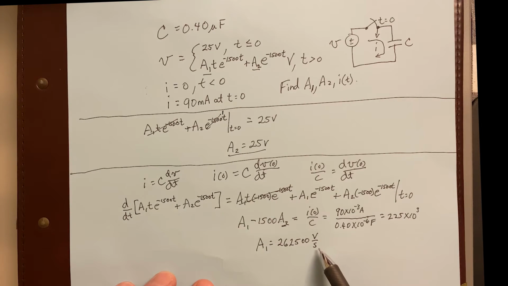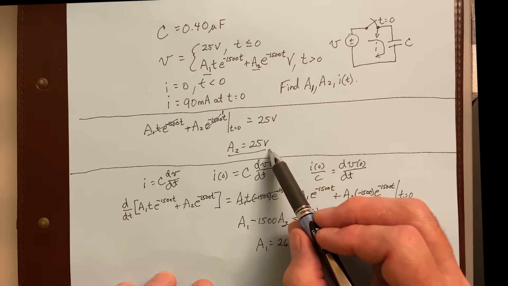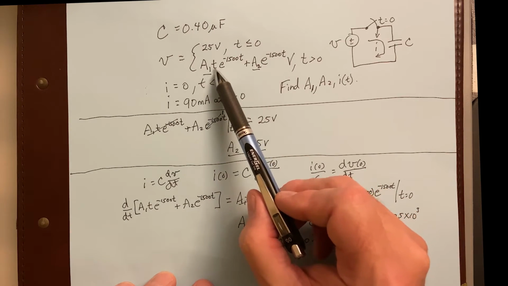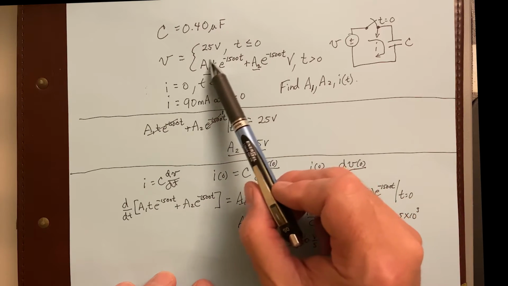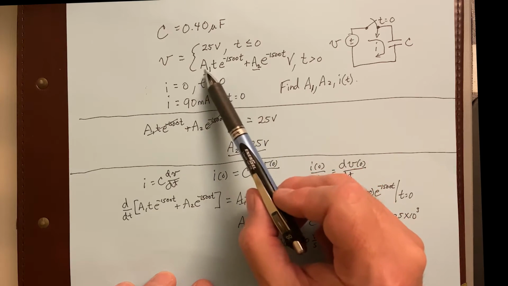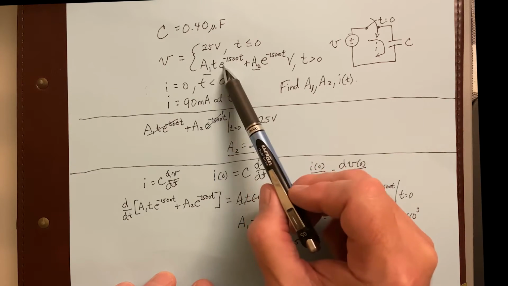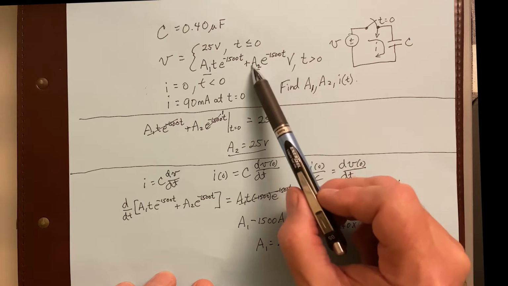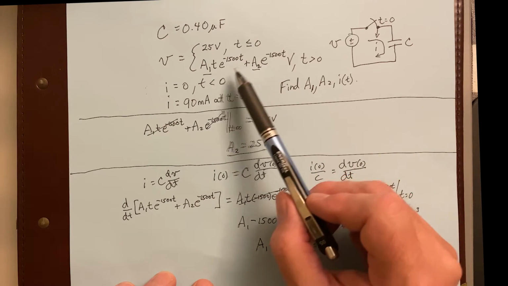So you notice the units for A1 are different than the units for A2. The reason is because of that t right there. You want this whole term right here to have units of volts, and this to have units of volts so that you can add them together.